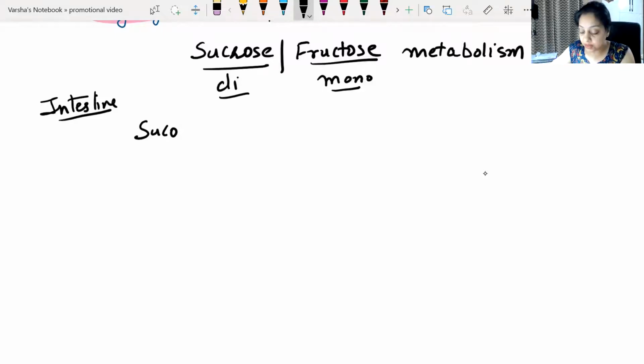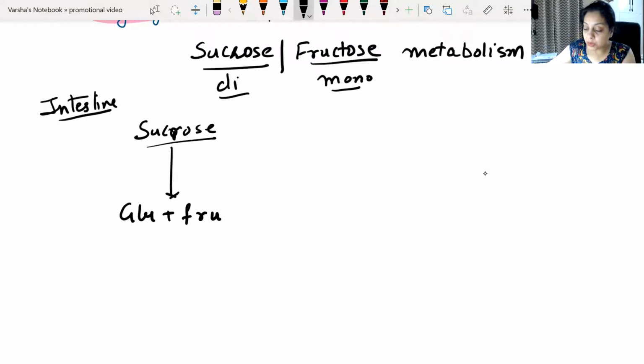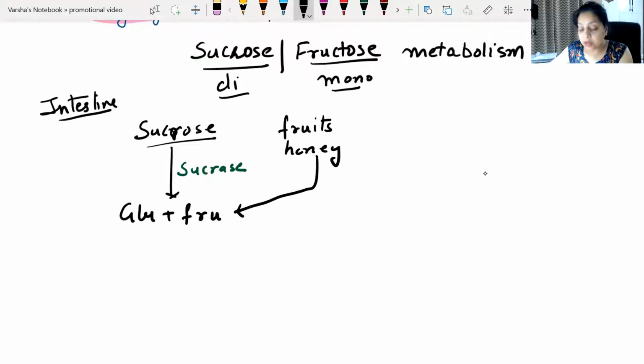So we are in the intestine, right, sucrose is being absorbed, and then it is being cleaved into its monosaccharides. Sucrose is made up of glucose plus fructose, right? And what is the enzyme? The enzyme is sucrase, right? But there are some fruits, juices, sugar, honey, from where you can directly get the fructose from the diet, okay? So this is another way you can get it, you can say high fructose syrup containing juices that we have in day-to-day life, directly adding on to the fructose, right?